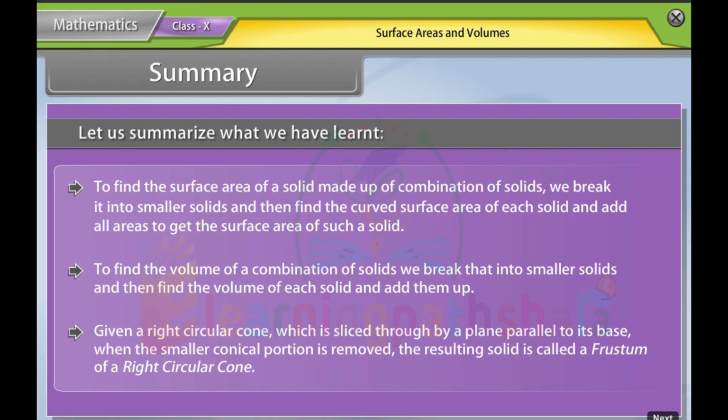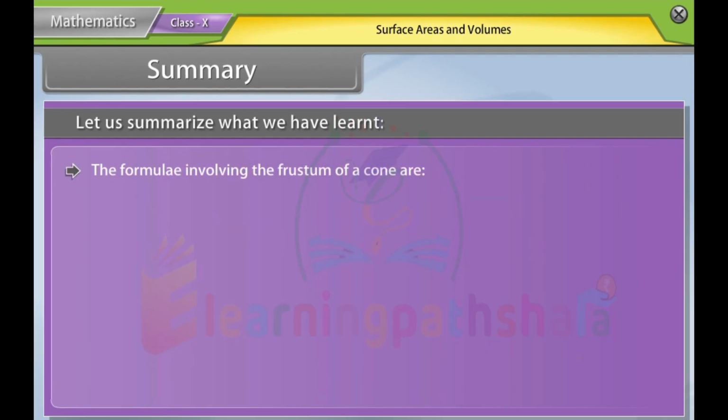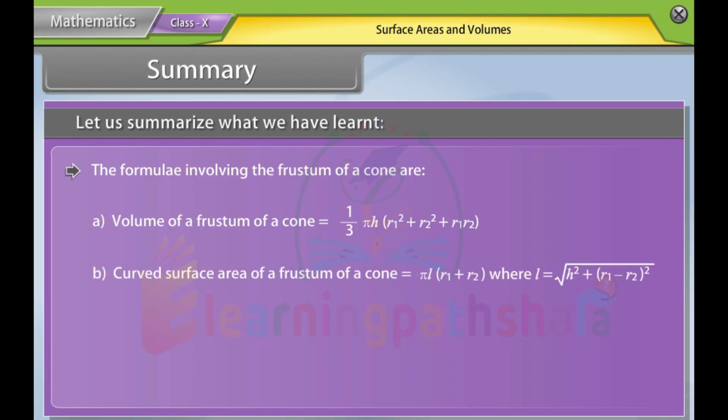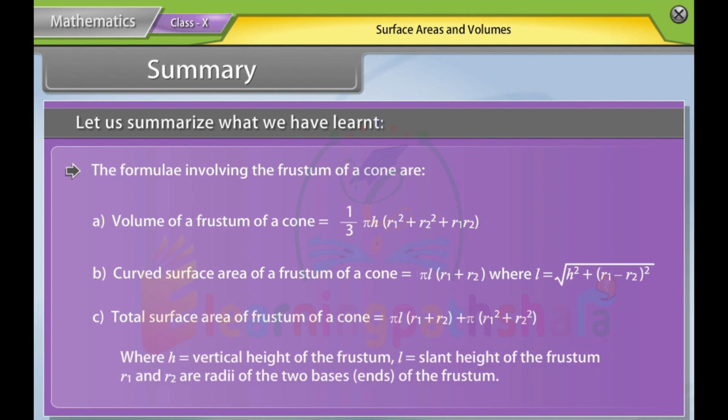Given a right circular cone, which is sliced through by a plane parallel to its base, when the smaller conical portion is removed, the resulting solid is called the frustum of a right circular cone. The formulae involving the frustum of a cone are: where h is the vertical height of the frustum, L is the slant height of the frustum, and R1 and R2 are the radii of the two bases, the ends of the frustum.